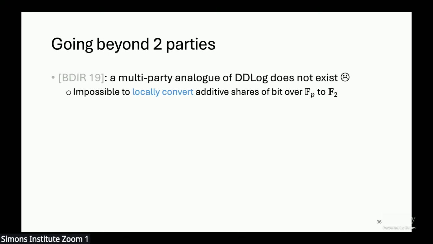So one very negative result from a few years back at Crypto 2019 is that if you look at this distributed discrete log procedure and try to imagine coming up with some kind of multi-party analog that works with more than 2 parties, then it turns out this is actually information theoretically impossible. Essentially, there is an implicit component of distributed discrete log where you have additive shares of some bit, and you need to convert this from one modulus to another modulus. So for instance, from integers shared mod p to integers shared mod 2.